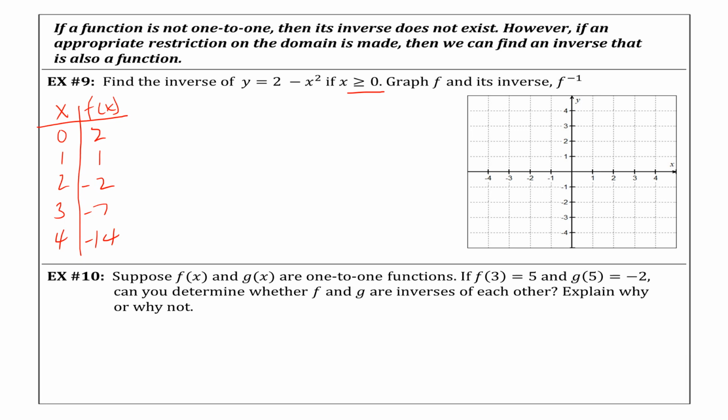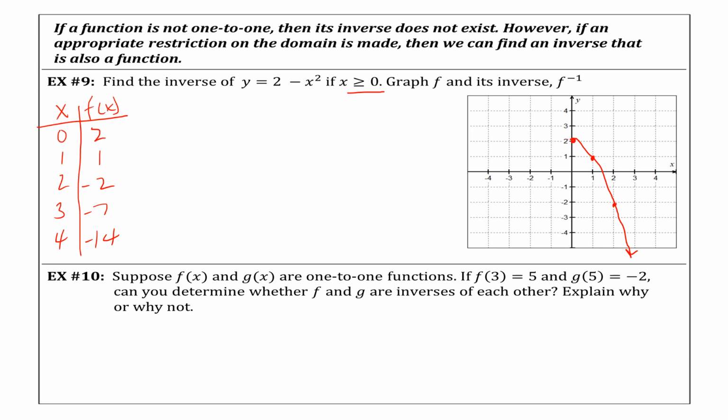So I'm going to plot my f of x. So I'm going to go to 0, 2. I'm going to go to 1, 1. I'm going to go to 2, negative 2. And I can't go to 3, negative 7. So here we are. We're going to do our very best and cross right here. And then 3 is going to go all the way down. Okay, so now that part's done.